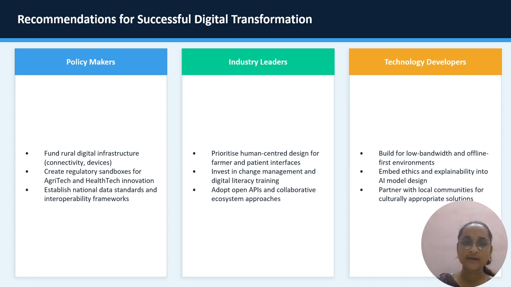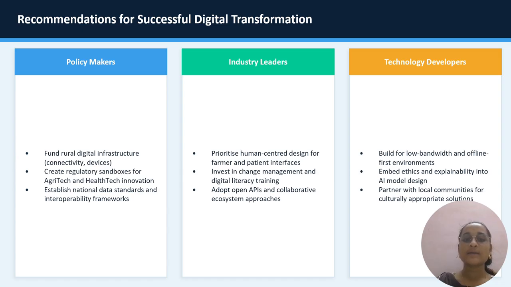First one is policymakers. Fund rural digital infrastructure, connectivity and devices. Government should invest in internet and give devices to rural areas. No connectivity means no digital transformation. Second one is create regulatory sandboxes for agri-tech and health tech innovations. Set up safe zones where companies can test new health and farm tech with lighter rules before full legal approval. This speeds up the innovations.